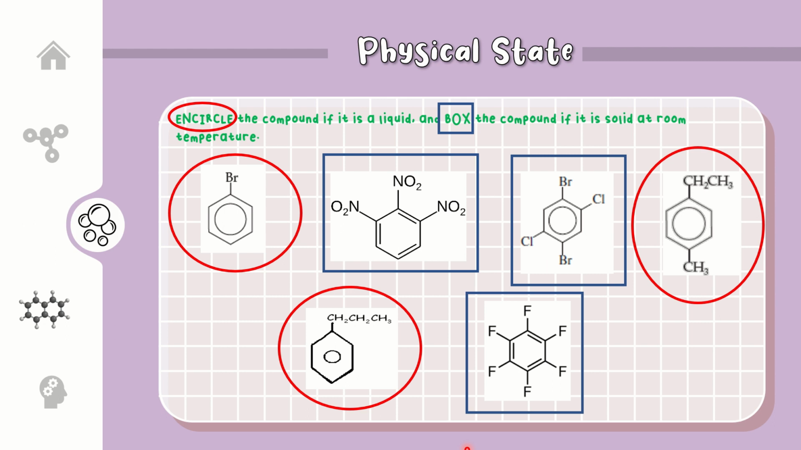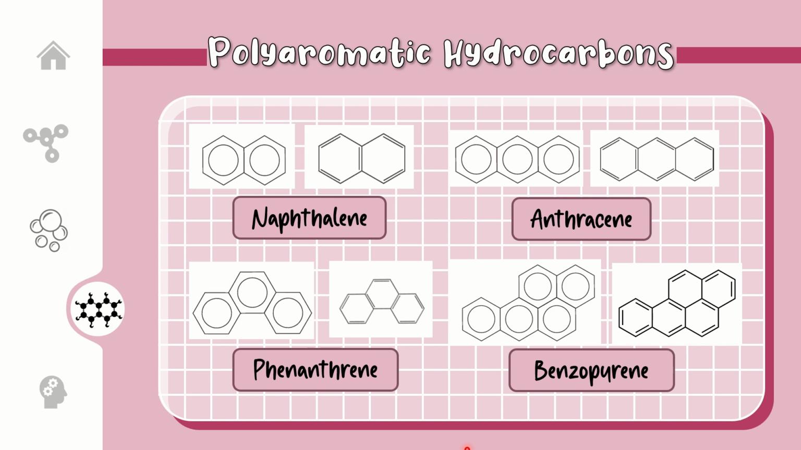Let's proceed now with our last topic, which is the polyaromatic hydrocarbons. For the polyaromatic hydrocarbons, you just have to remember all of the structures we have here. Since that is a poly, it means there is more than one aromatic ring within one molecule. If they have 2 aromatic rings in their structure, that is considered as naphthalene. If for example there are 3 rings attached in a straight line to each other, that is considered as anthracene.